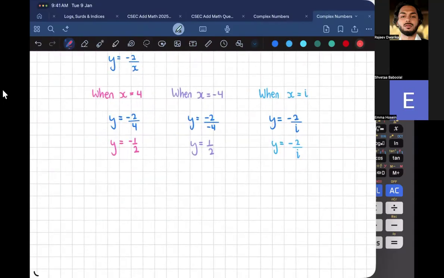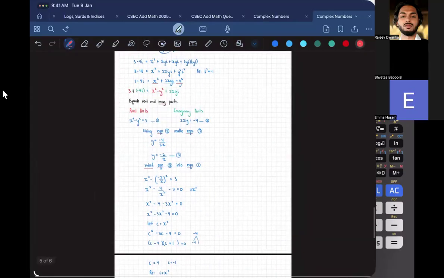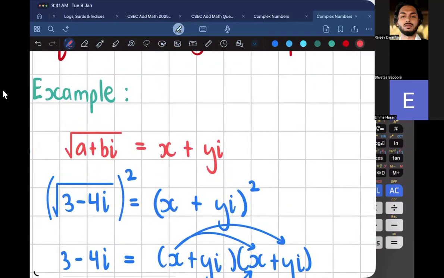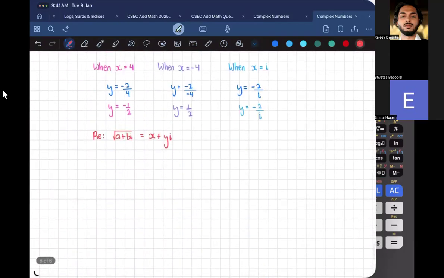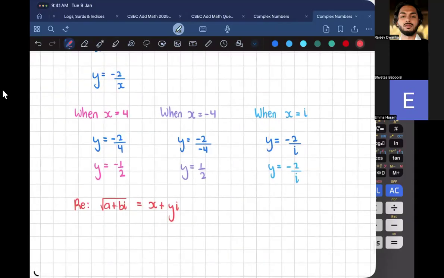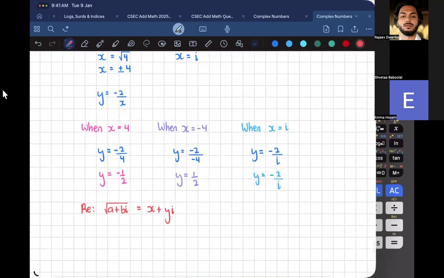So if that's the case, I want you guys to remember, at the start, we said that the solution would be in the form... recall, we said that if you want to find the square root of something in the form a plus bi, wouldn't it be in the form x plus yi? We said that at the start. Remember I was saying that? Yes. Did we find x and y? Yes.